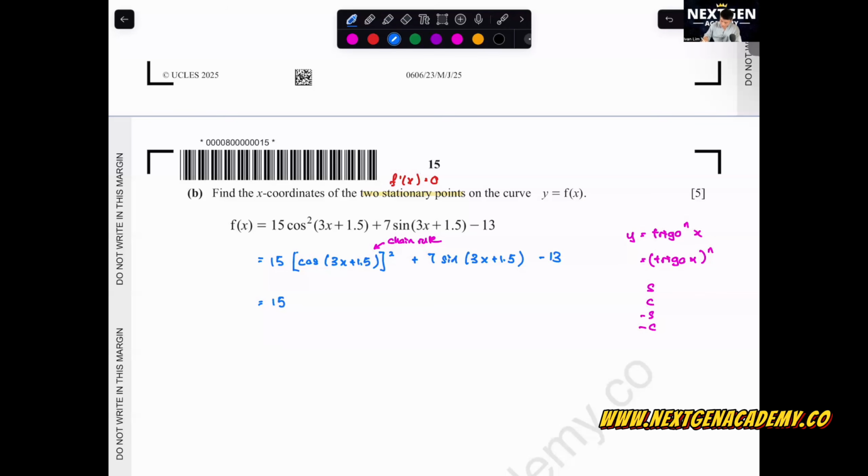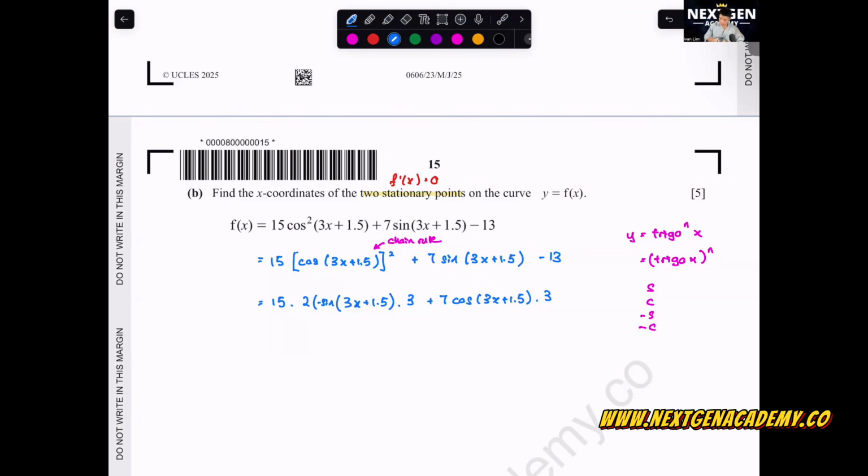Okay, so 15 times 2 cos of 3x plus 1.5. Then multiply by, okay, sorry, negative sine times negative sine, times 3. Sine will become cos, plus 7 cos of 3x plus 1.5 times 3.